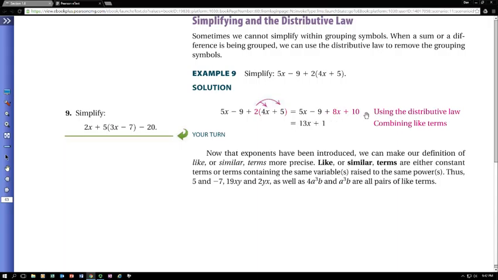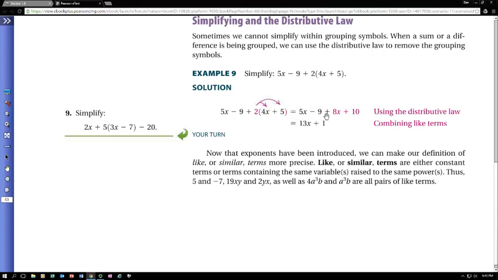Because I really can't change the order or use the associative or the commutative property to group things unless it's addition. The book does this, they say, well, this is really plus negative 9. Well, I would write it that way. I'd go 5x plus negative 9 plus 8x plus 10. Now I can say, hey, it's addition. I can change this to any order I want. I can go 5x plus 8x and negative 9 plus 10.